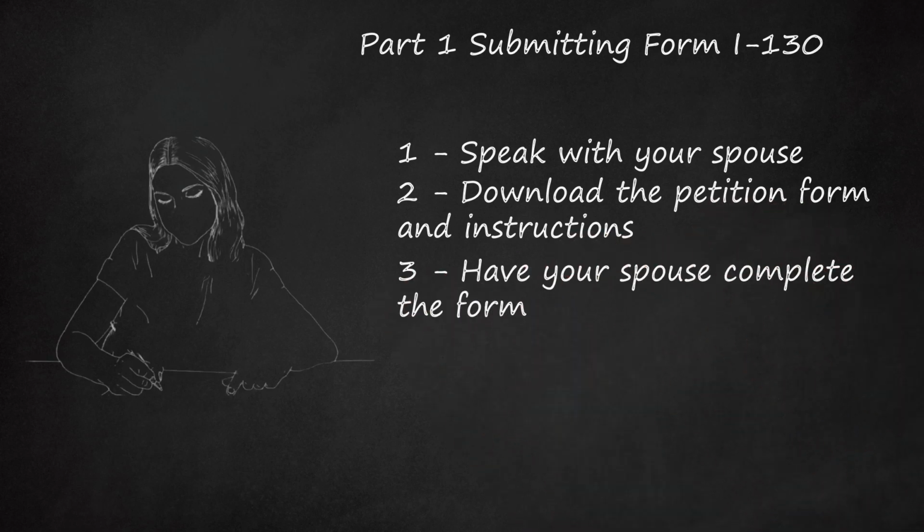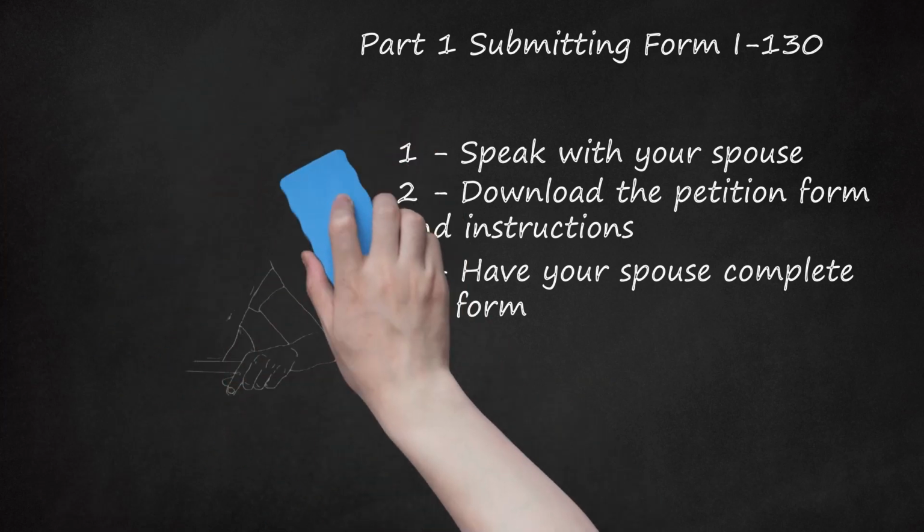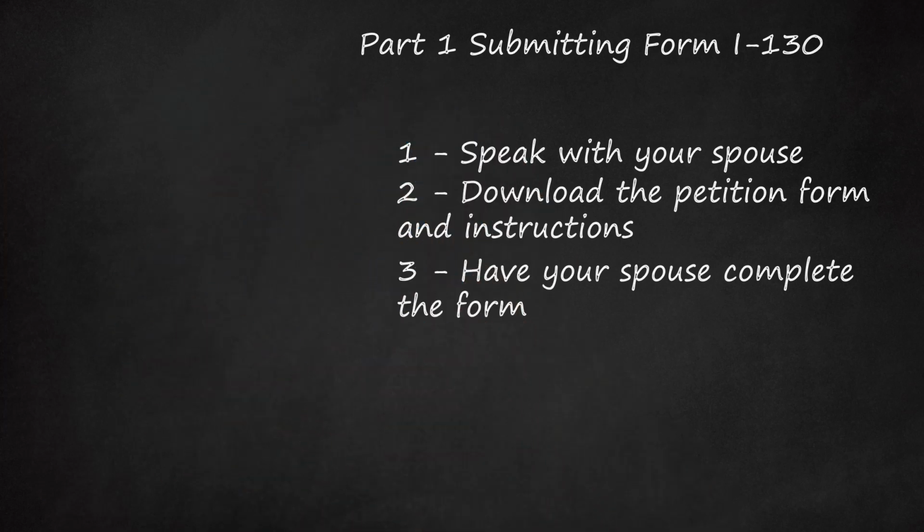3. Have your spouse complete the form. To begin the process of adjusting your immigration status, your spouse must complete a petition for you. The form requires information about you, your spouse, and your marriage. This form must be completed and signed under penalties of perjury. If your spouse doesn't know some information about you, he or she may ask you. After your spouse has completed the petition, it's a good idea to look over it yourself and make sure all the information is complete and correct.